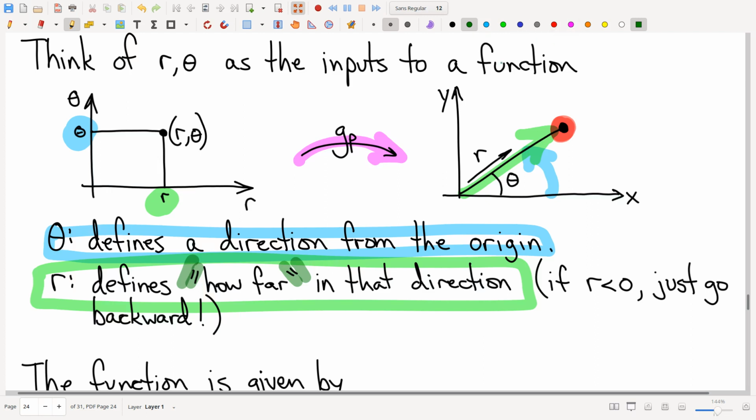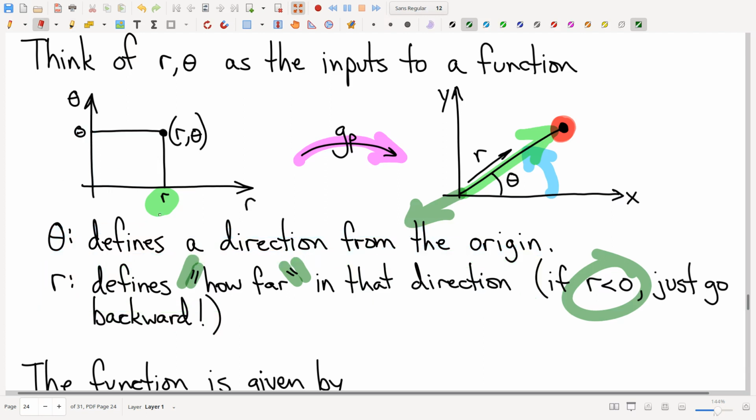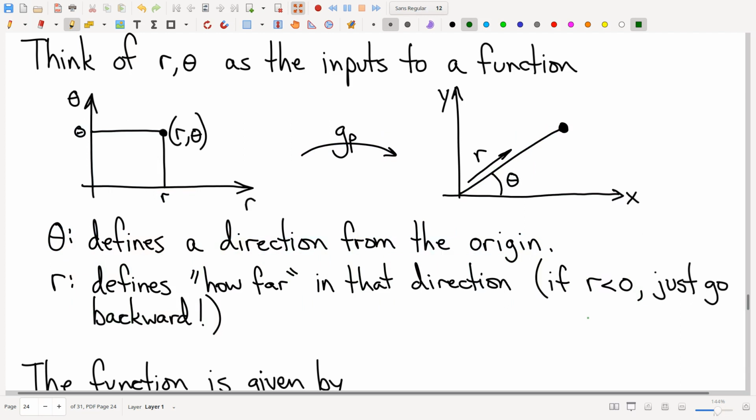I guess I can use the dark green. If r is negative, you just go backwards instead of forwards. Does that make sense? Okay. All right. There are going to be a lot of situations, tragically, when it's going to be tempting to want to call something a distance, but it technically isn't. So I'll call it a distance, and then I'll come back and clean up after the fact.